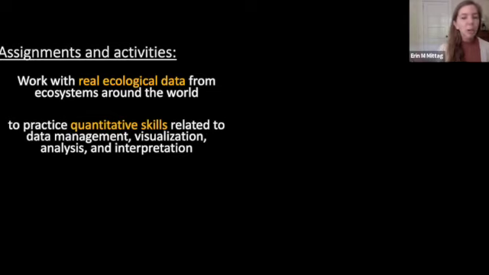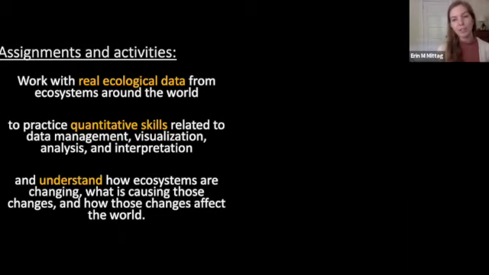And so no matter what your experience is with working with data, you're definitely welcome to join us. One of our goals is to give you these quantitative skills so that you can use data in this class and in your future classes. And then once you have those skills, you can work to understand how ecosystems are changing, what's causing those changes, and then how those changes affect the world. So the ecosystems themselves, or human populations or non-human populations. It really is a very broad set of ideas that we work with.